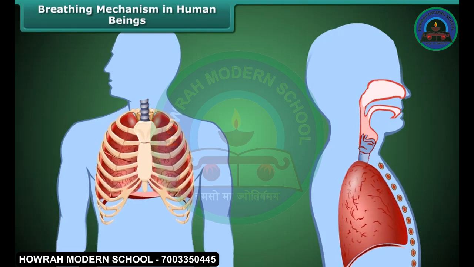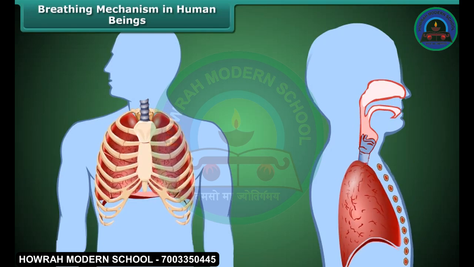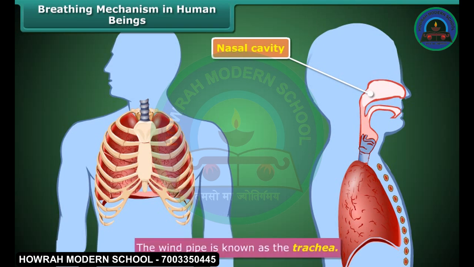First, we inhale air through our nostrils. This inhaled air passes into the nasal cavity. Here, the air is filtered and heated. From the nasal cavity, the inhaled air passes down the throat and enters the windpipe known as trachea. From the trachea, it reaches both our lungs, which are present in the chest cavity.